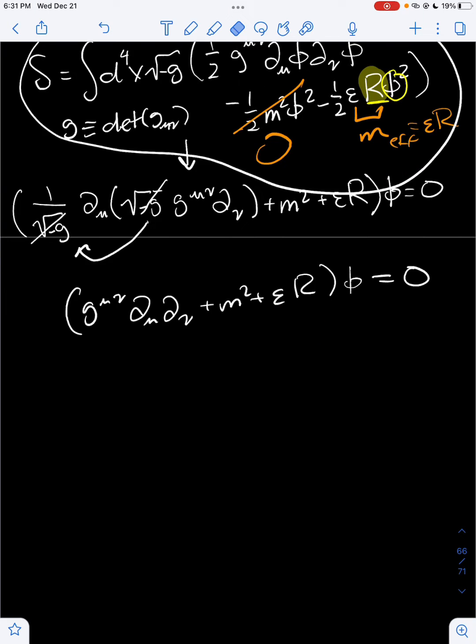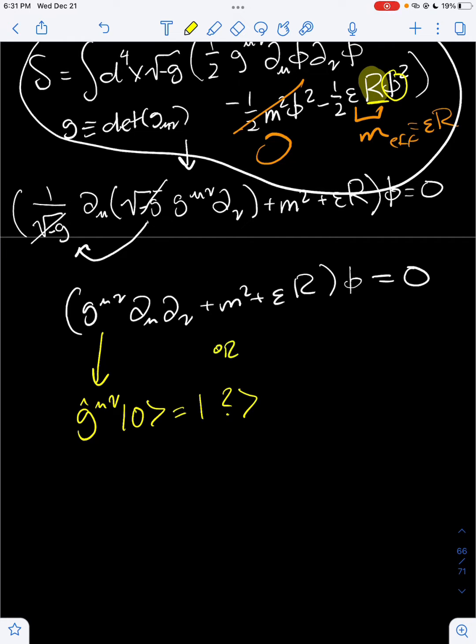So going back to our Klein-Gordon equation on a curved spacetime, the metric tensor g^{μν} we could actually quantize and make it become an operator, just like the free scalar field, where it's going to act on the vacuum state and give us a particle state.